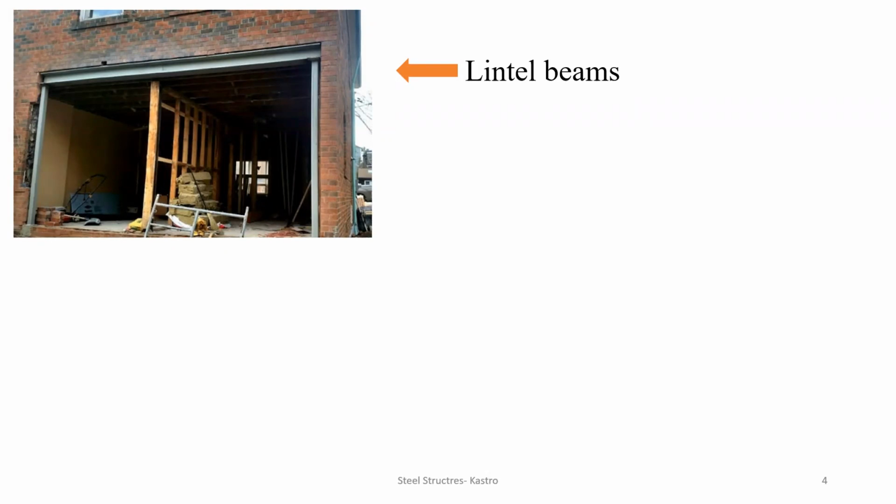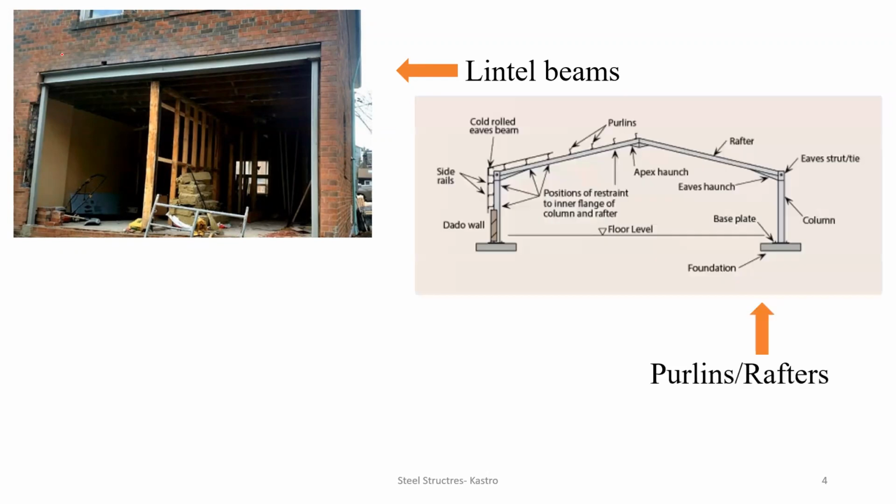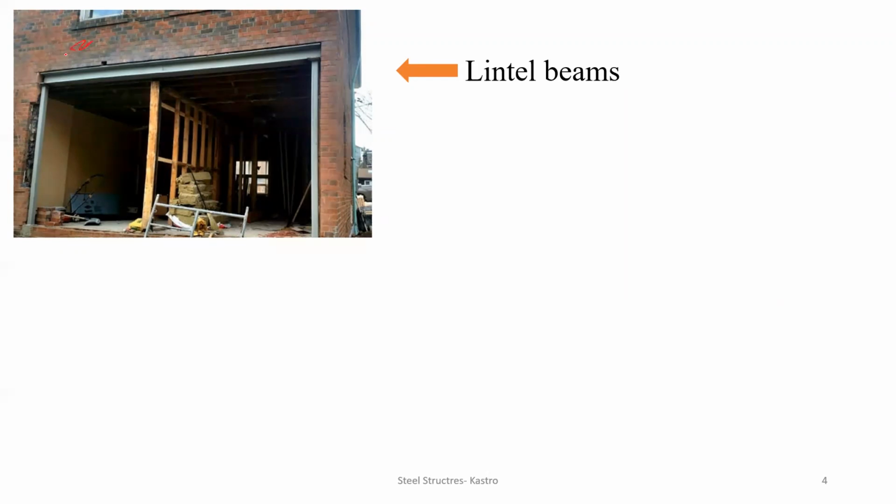See here, you have the brick wall, and this entire portion is the opening. Just beneath the opening, you are provided with a steel beam or steel I section, and this is called a lintel beam. And here you have two vertical members, which are the steel columns. They don't carry any load except the load coming from the steel lintel beam. This is what the lintel beam is.